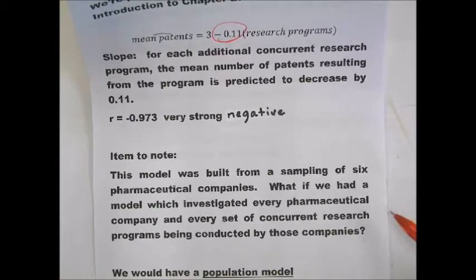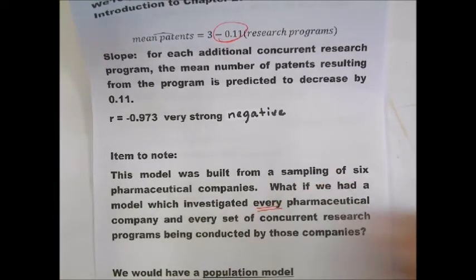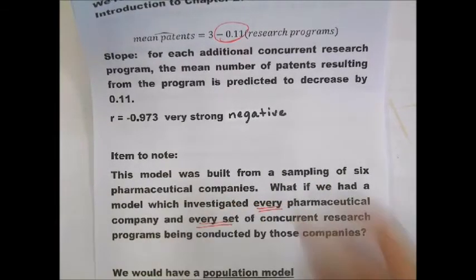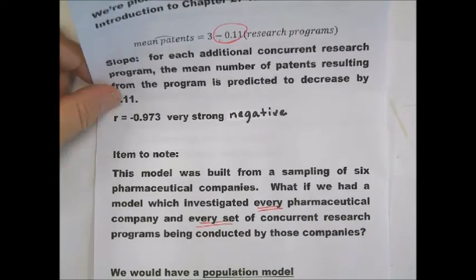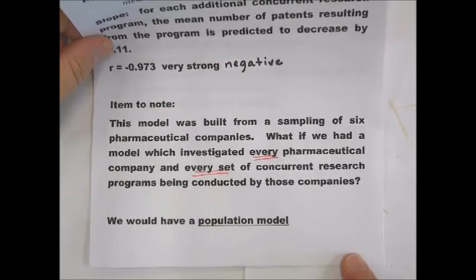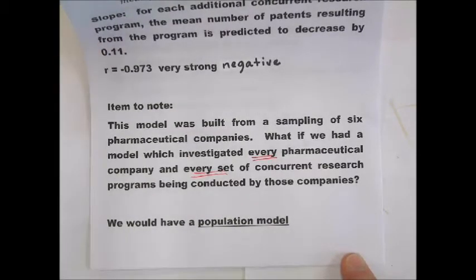What if we had a model which investigated every pharmaceutical company and every set of concurrent research programs being conducted by those companies? Well, we would go from having a sampling model to having a population model. And that's what the linear regression t-test is all about. What if we were to build a population model?